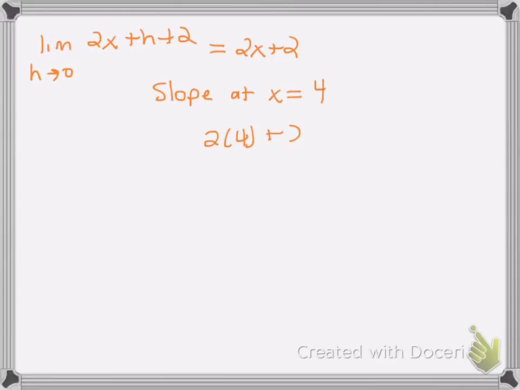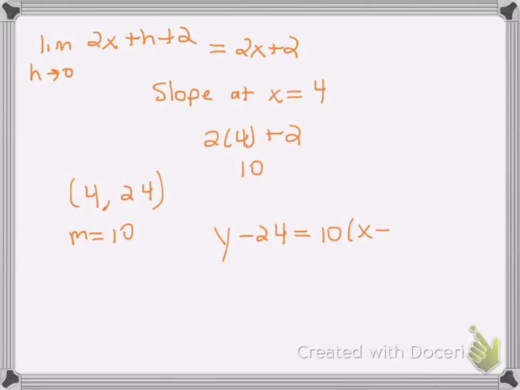We're going to plug it into my function. I'm going to evaluate. So now I got 10. Awesome. So we got the point 4, 24. That's the point, and now I just identified my slope, which is 10. Now we can write the equation. So we're going to write it in point slope form. I'm going to do y minus the y value is equal to my slope times x minus my x value.